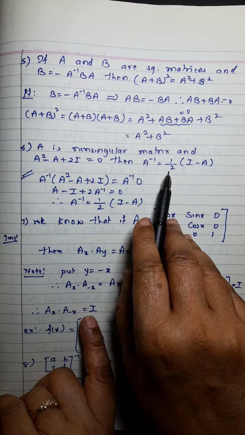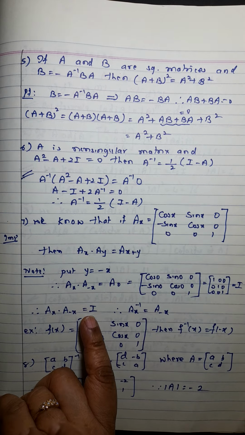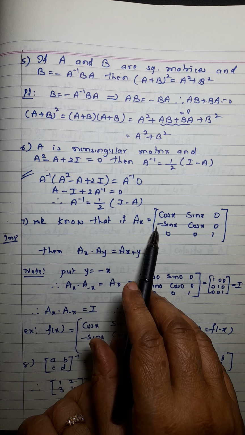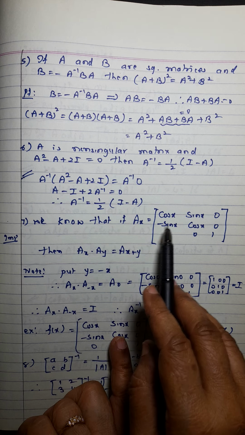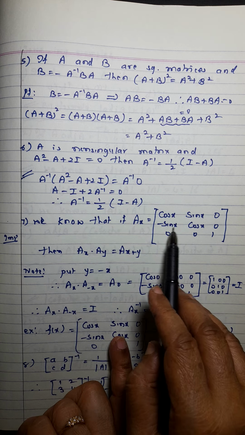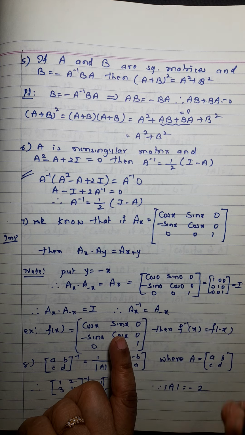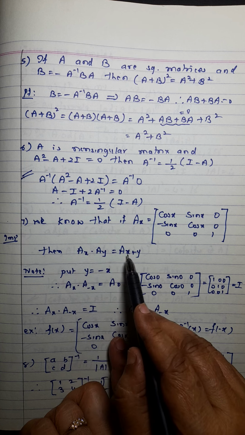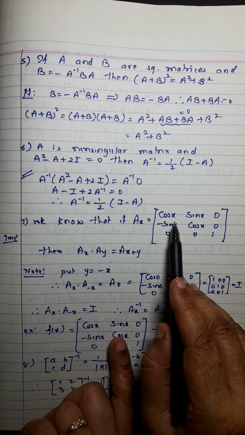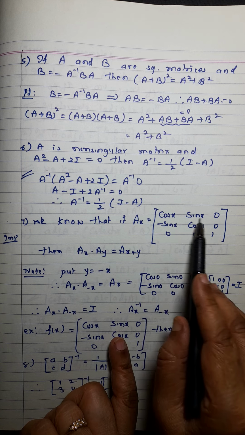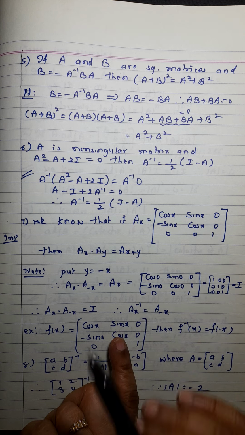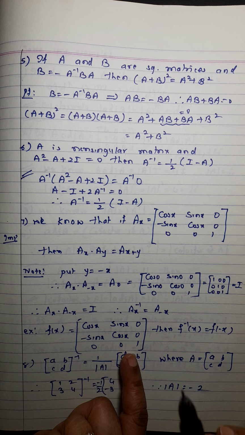This problem is also there in many papers. Four options are there. Now this is a very important result we have done in 12th standard. If A(x) is cos x, sin x, 0; minus sin x, cos x, 0; 0, 0, 1, especially this matrix only, then A(x) into A(y) is A(x plus y). Remember here cos, here minus sin, remaining 0 0 1. This matrix only. And this we have proved in 12th standard.